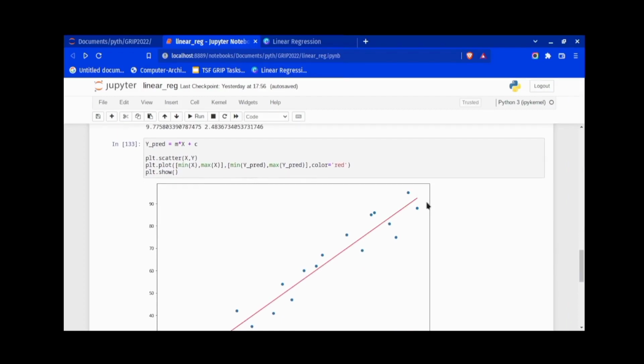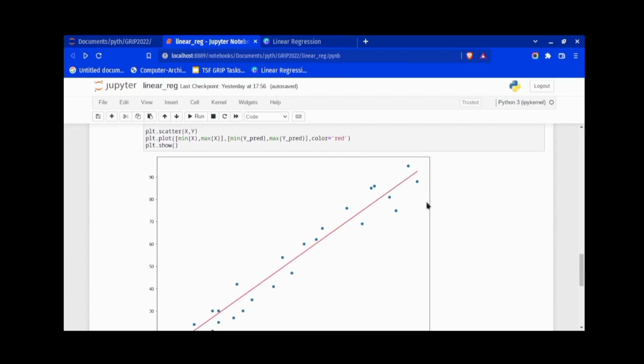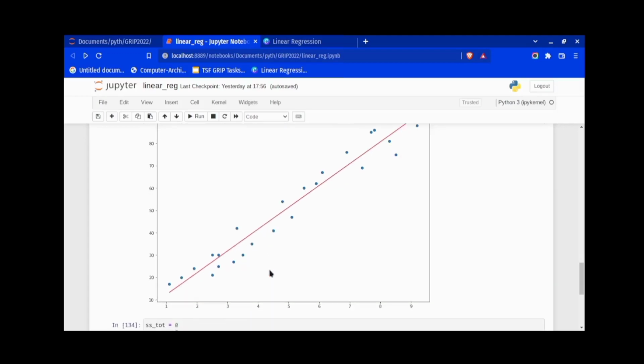Then we store the y value as mx plus c in the y predicted value, and again use a scatter plot for x and y using the dataset. Then we plot the regression line using the minimum of x and maximum of x as one point, and the minimum of y prediction and maximum of y prediction as another point, to plot the regression line, which is represented in red. Then we obtain the graph as seen.